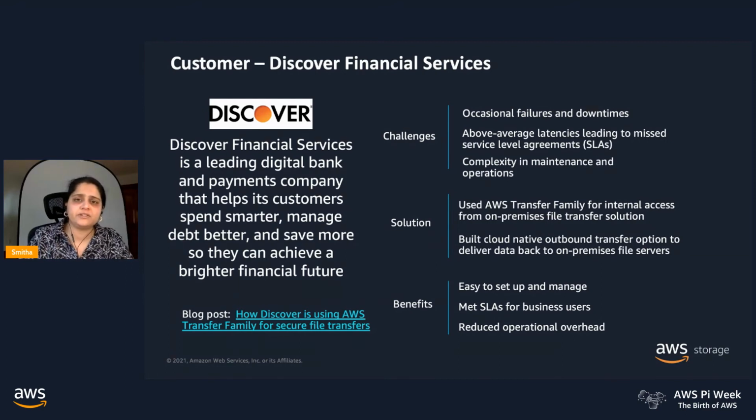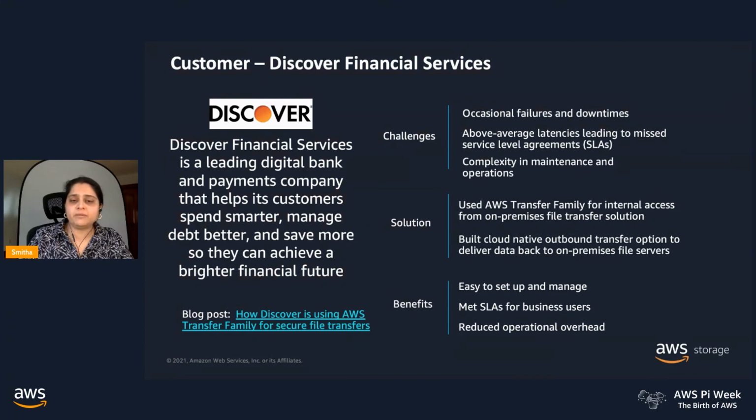Now the challenges that they were running into before using AWS Transfer Family were occasional failures and downtimes in their systems, right? Above average latencies that would lead to missed SLAs with their business partners, and complexity in maintaining all those systems, right? And that's not their business advantage, maintaining and managing all these systems.